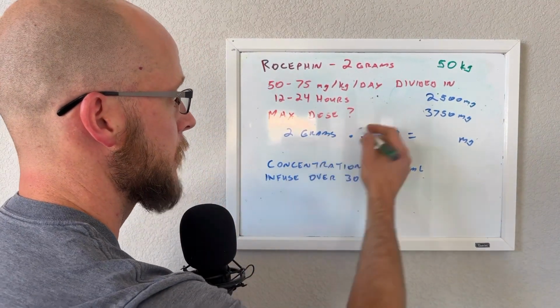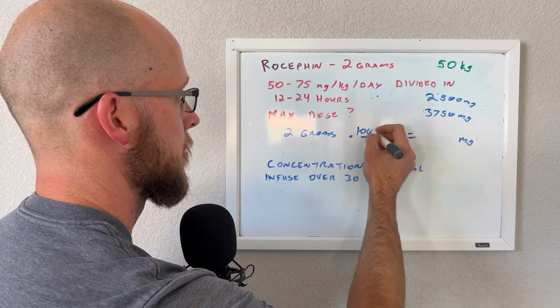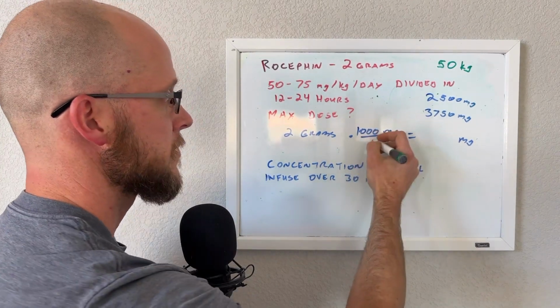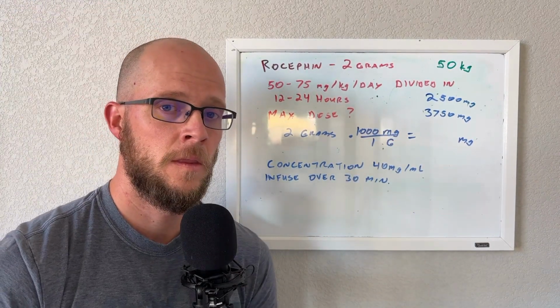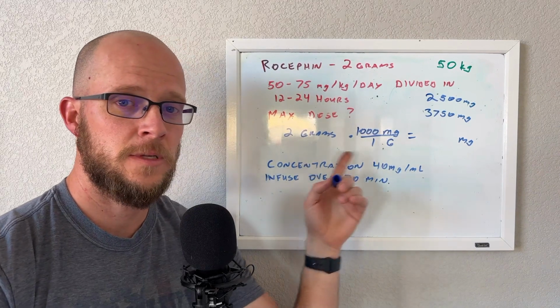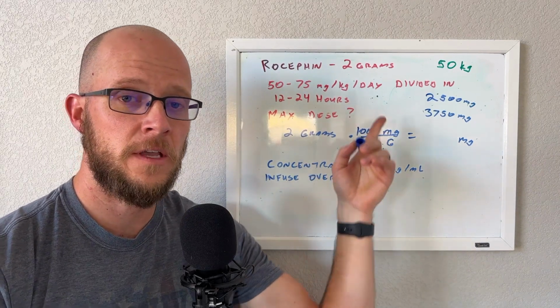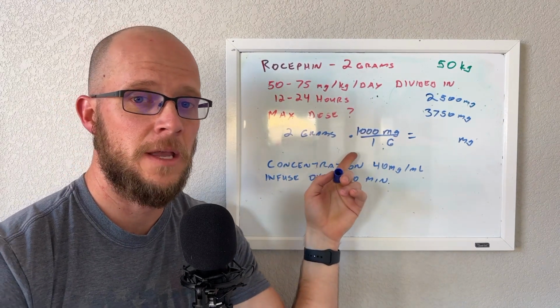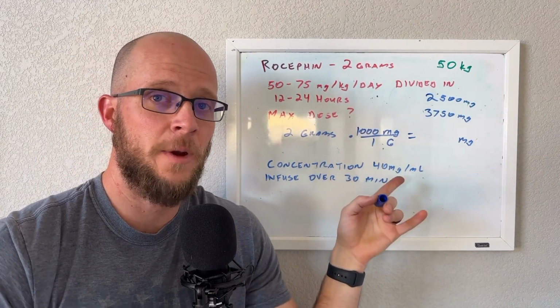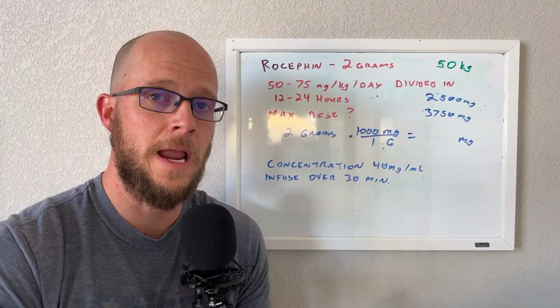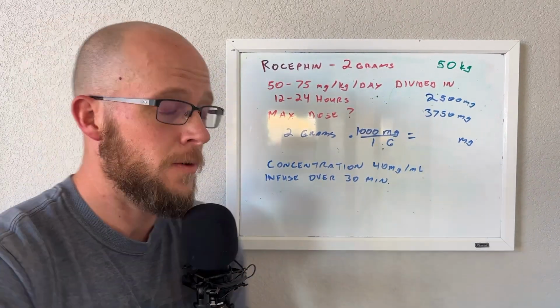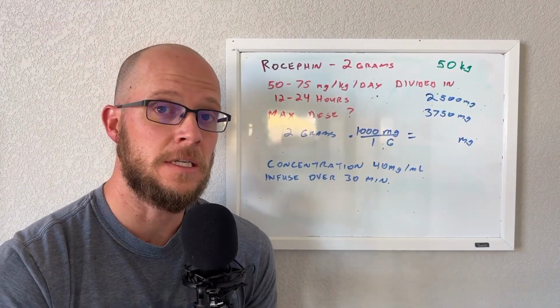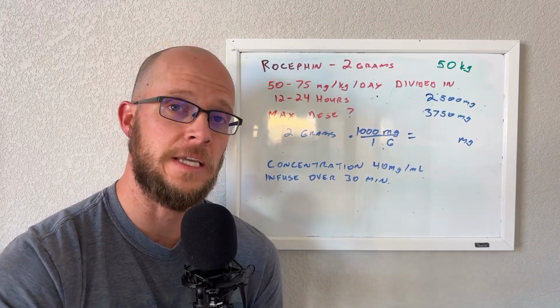So then we're going to do 1,000 milligrams in 1 gram. So that's just a simple 2 times 1,000. Hopefully you can just do that in your head, but if not, this is an easy way to do it here. And that's totally okay, especially if you're brand new. You want to make sure you're getting it right, okay? It is totally okay to take your time to write these things out until you get comfortable with it and you see it enough times.